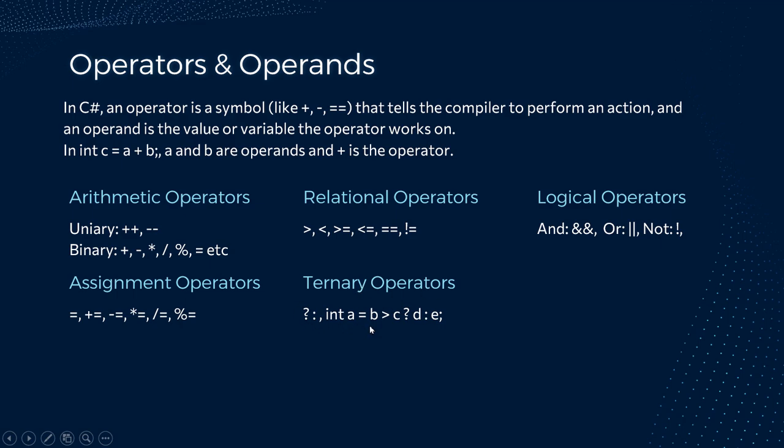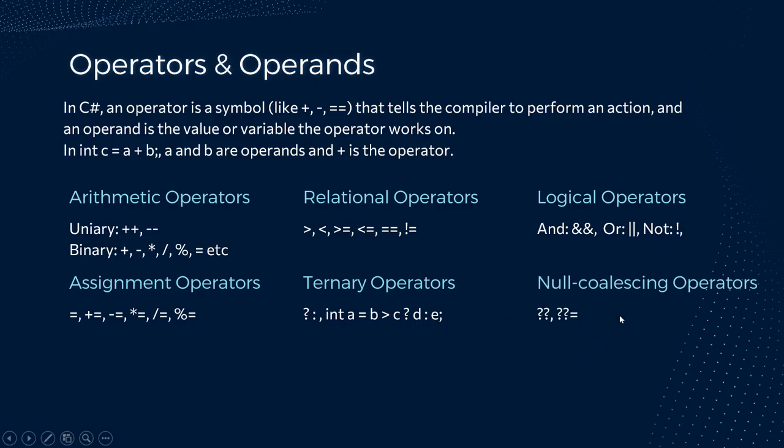So here, int a is equal to b is greater than c, and then the question mark d colon e. What is the meaning of this? It means the first statement, b is greater than c, if it is true, then it returns d, meaning the value of a will be d. Otherwise, if it is false, then the value of a will be e.